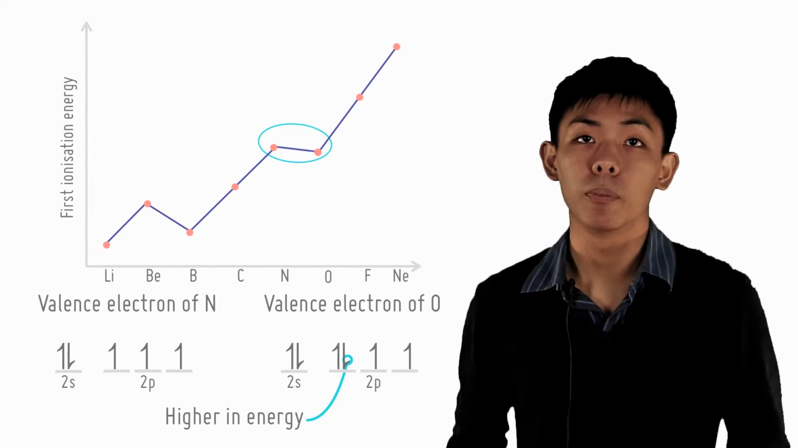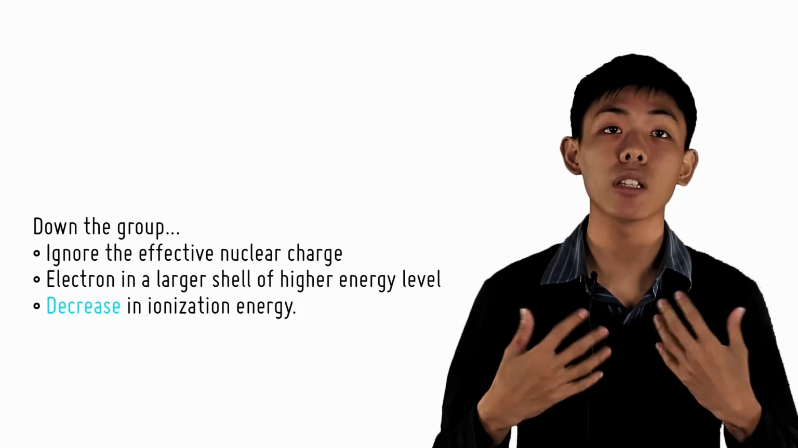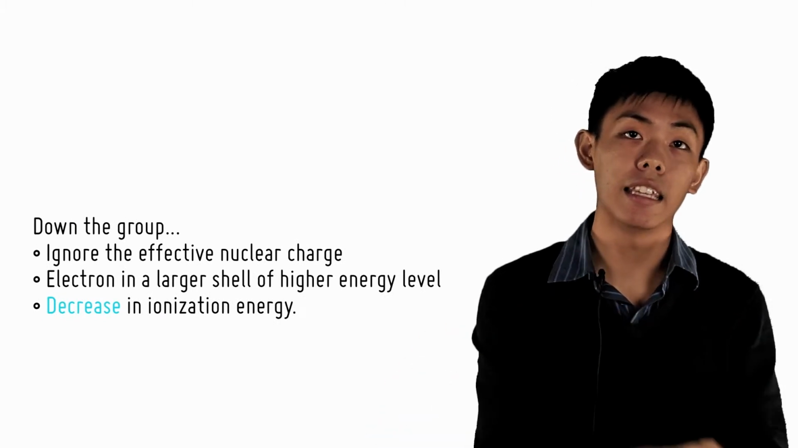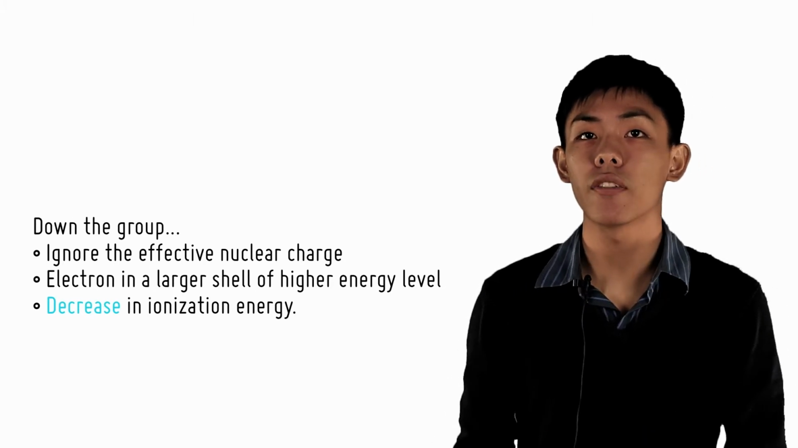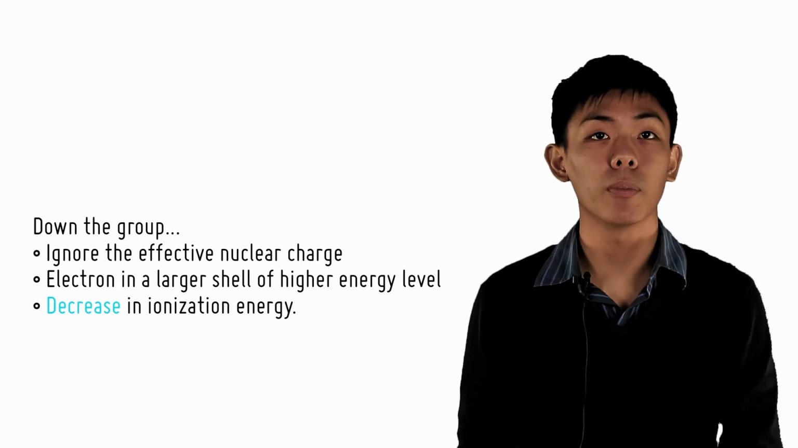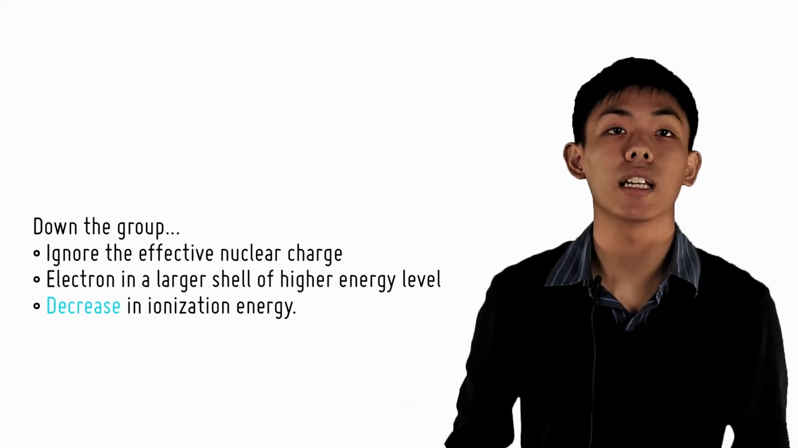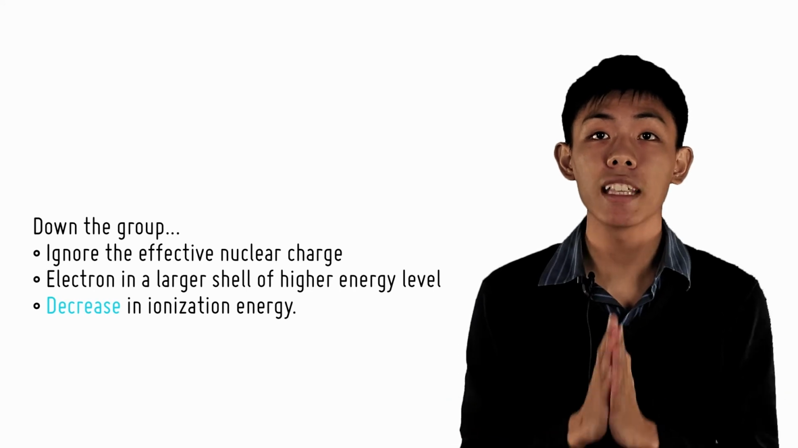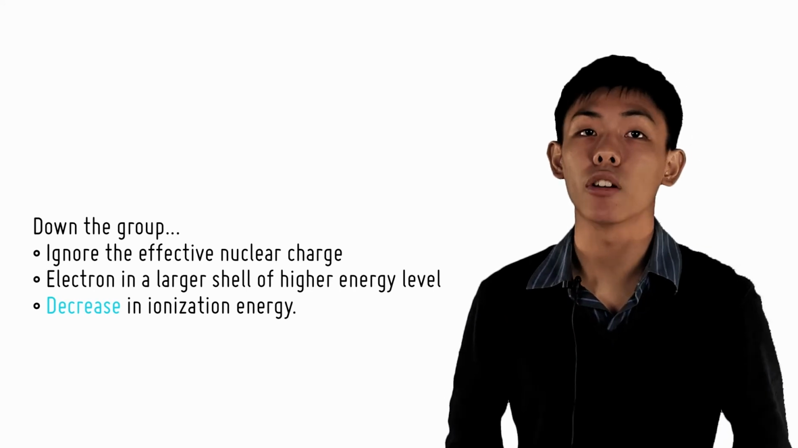Now, down the group. Once again, we ignore the effective nuclear charge, and instead we see the outermost electron, which is in the larger shell of a higher energy level. We can also use this intuitive understanding that as we go down the group, the average distance of the valence electron is further away from the nucleus. In both cases, we hence conclude that as we go down the group, we see a decreasing trend in ionization energy.